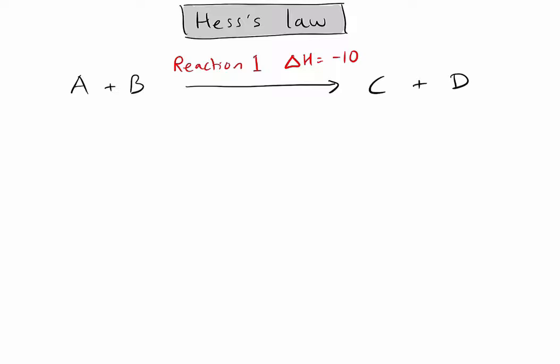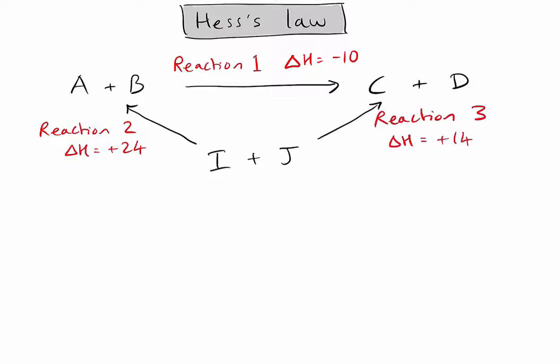In this example, let's imagine that substances I and J can be combined in 2 different ways. The first way to form A and B, the second way to form C and D. So in this case, I might add my arrows like this. Let's call this one reaction 2 with an enthalpy change of +24. And here is reaction 3 with an enthalpy change of +14. Again, let's now consider the 2 pathways to get from A and B to C and D.